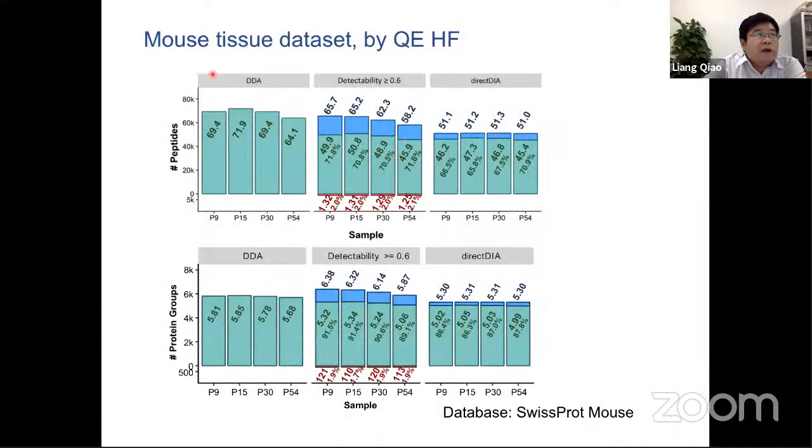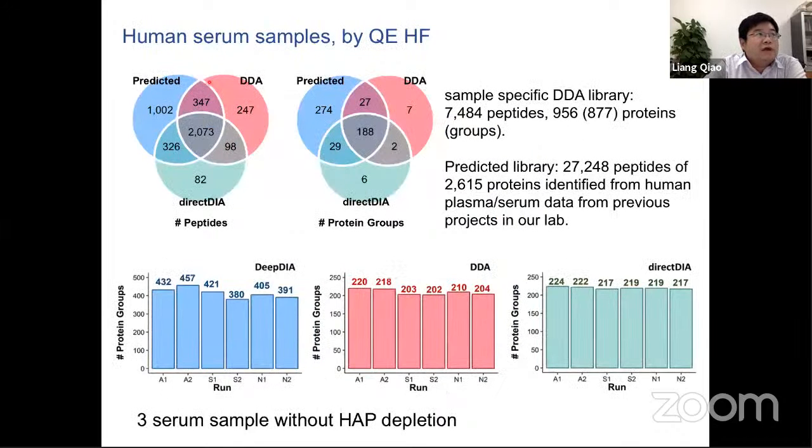And we also test on mouse, and the performance is similar to the HeLa. And also we test on human serum. Here we use 3 human serum samples without high abundance protein depletion. For the DDA library, the sample-specific DDA library, we have 7.5 thousand peptides from almost 1,000 proteins. And for the predictive library, we have a lot more peptides and proteins, which are from the previous projects in our lab, because we have a larger library here.